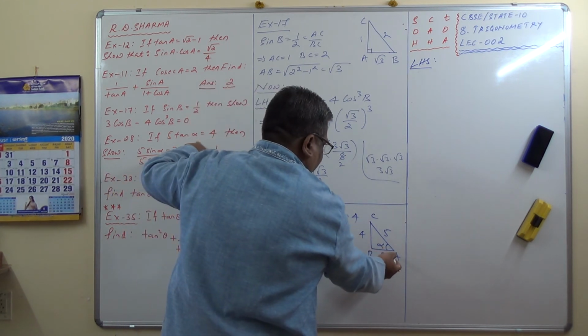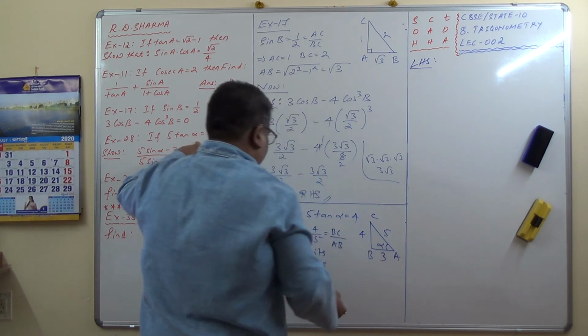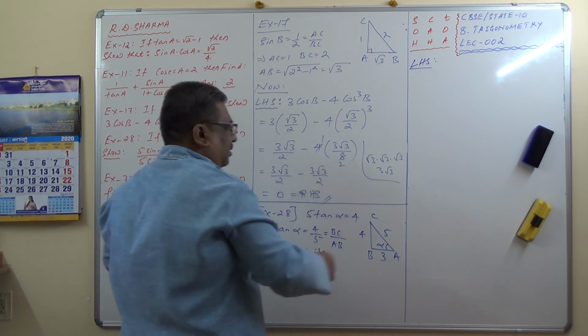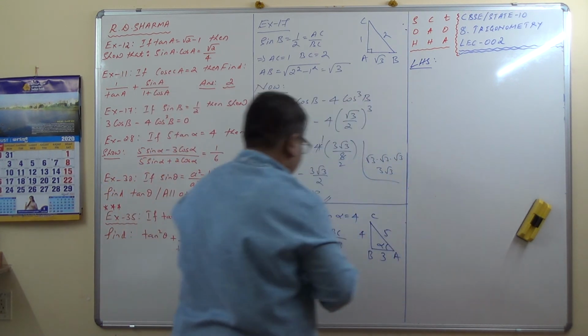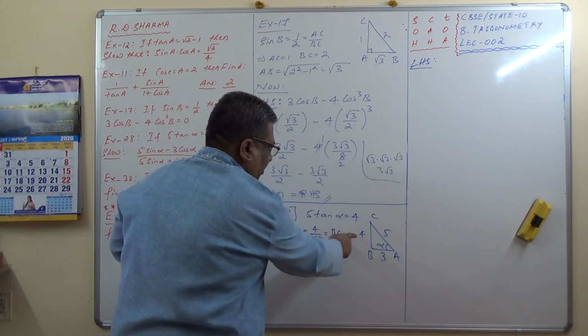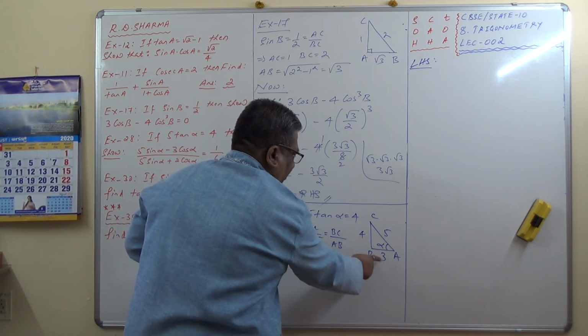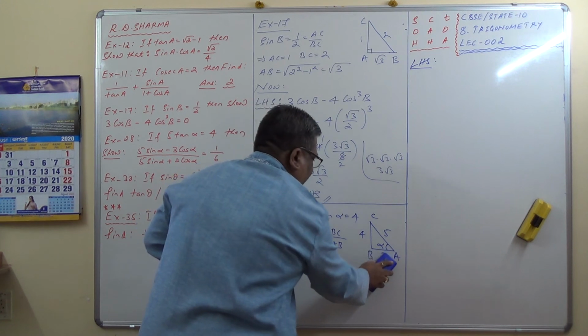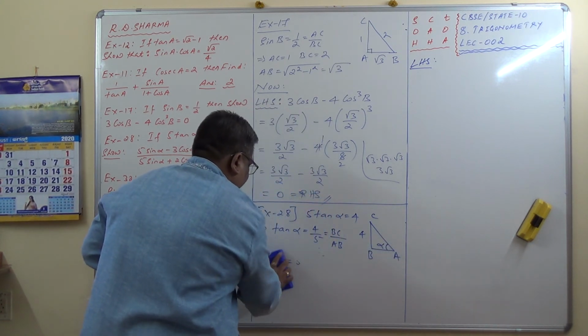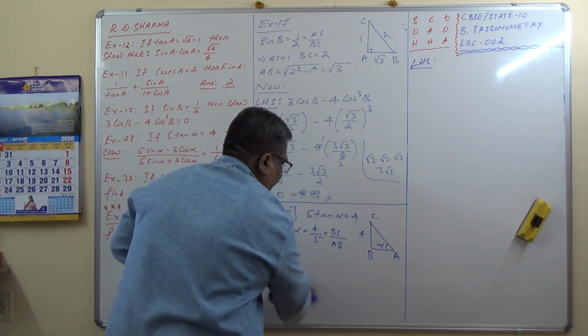So this is alpha, 4 by 5, opposite by adjacent. The beginning step itself is wrong, therefore we have made a mistake here. So let me start solving from here once again.